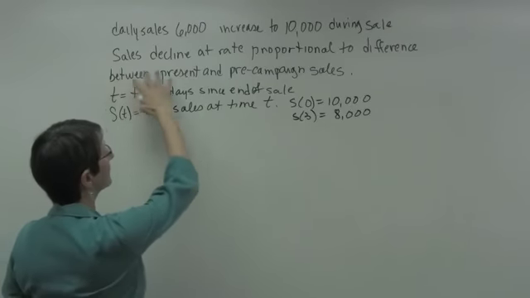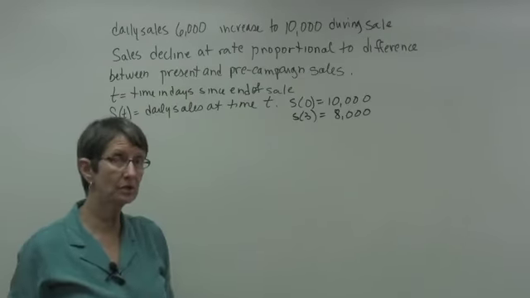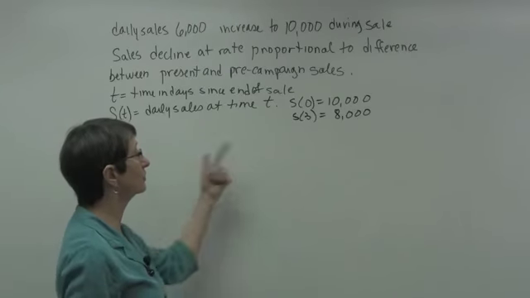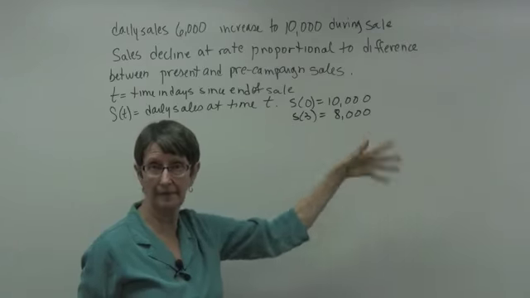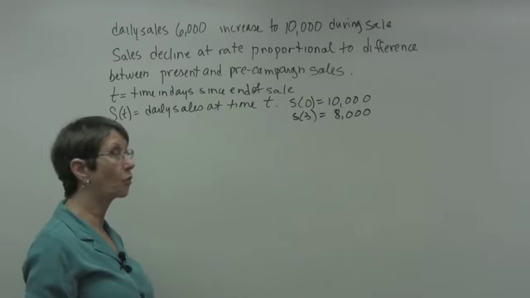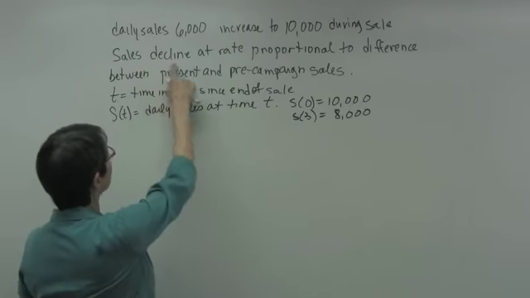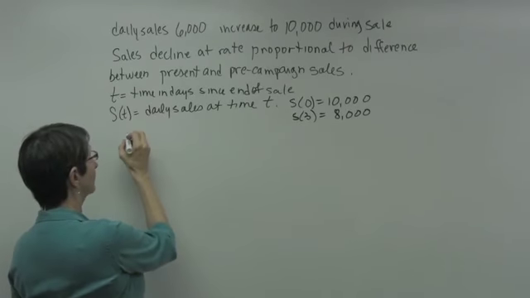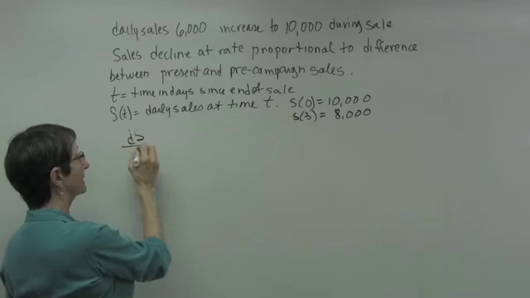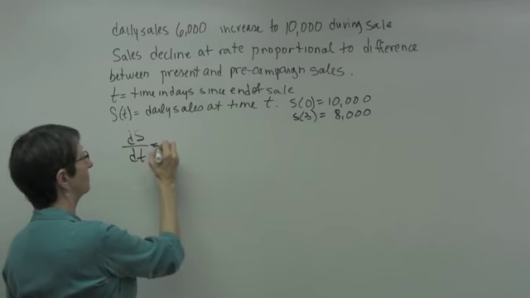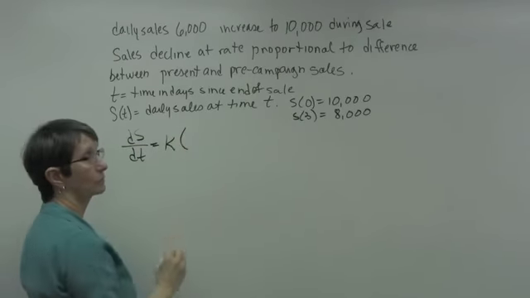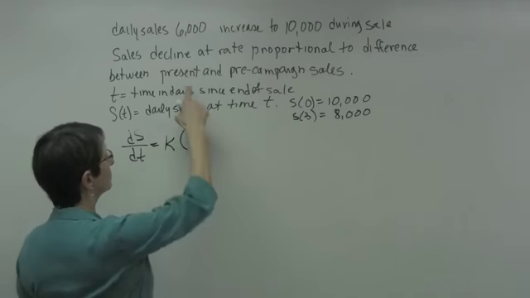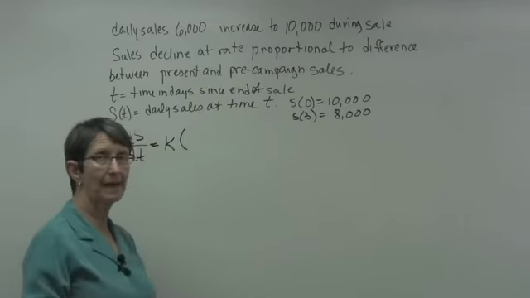Let's see if we can set up our differential equation and then get a formula to find out just what's going to happen as sales continue to drop. So sales decline at a rate. If my daily sales are S of T, then the derivative of S with respect to T is K times, remember, proportional means some constant times, the difference between the present and pre-campaign sales.